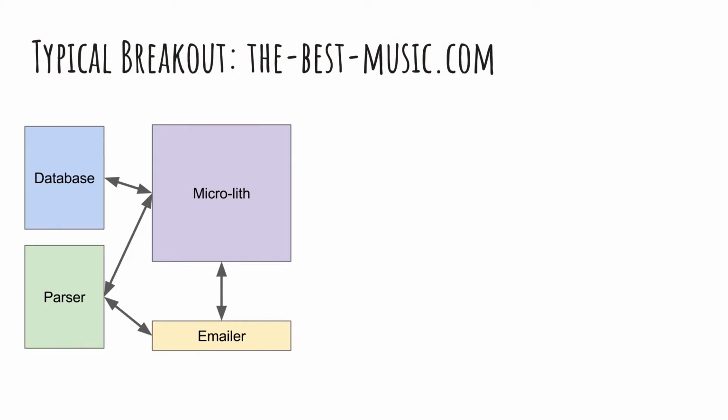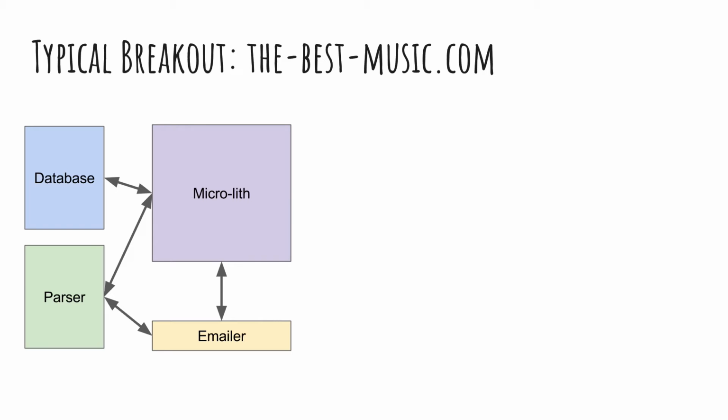So what do we do? We heard about microservices, and so we decided it would help solve our problems. So we go back to our monolith, and we tear it down into small functional parts. The database, the parser, the emailer, they all get their separate microservices. And for everything that we can't functionally break out, we stuff it into our master service, aka the microlith.